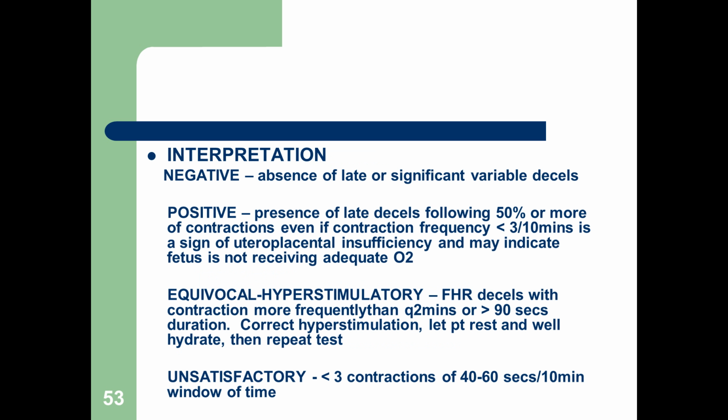Interpretation. A negative OCT or CST is the absence of late or significant variable decels. A positive means there's presence of late decels following 50% or more of contractions, even if the contraction frequency is less than 3 per 10 minutes. So, to keep this straight, you want a reactive NST, but you want a negative OCT or CST, okay? So, I'm going to ask you to know the difference between them, okay?